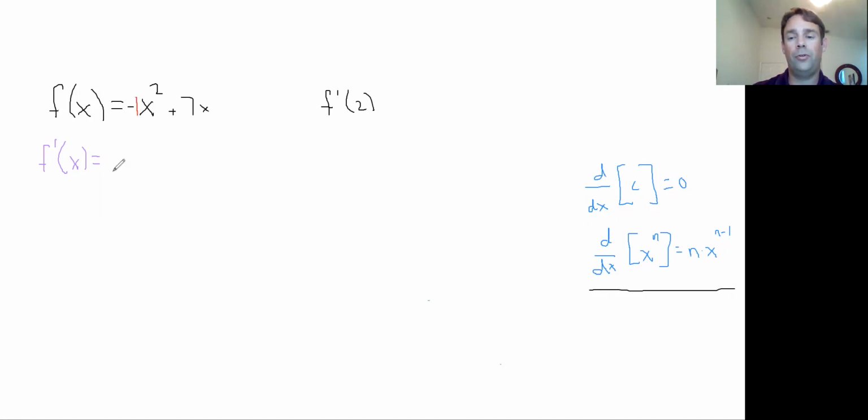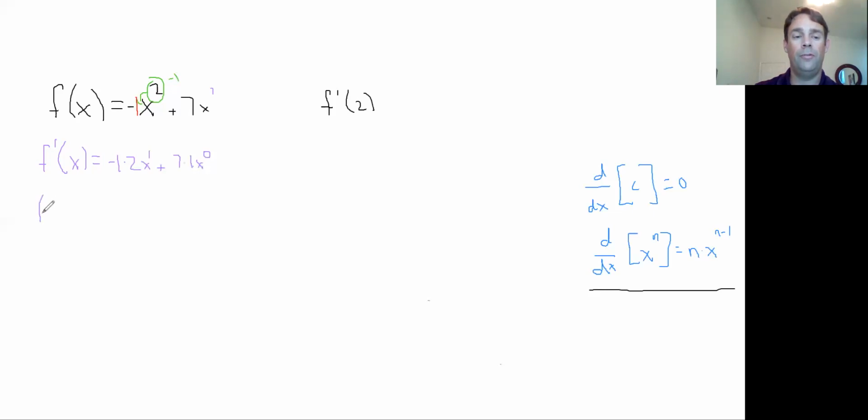So using this first formula of ours, we have -1 times, now this exponent is always going to go down in front of the variable. So the exponent is going to go down in front, so times 2. And my new exponent, once I drop it down, I'm going to subtract 1 from what I had before. So 2 minus 1 is 1. Plus, there is no exponent, we assume it's 1. So plus 7 times 1 x to the, and if I take away 1 from it, it'd be 0.